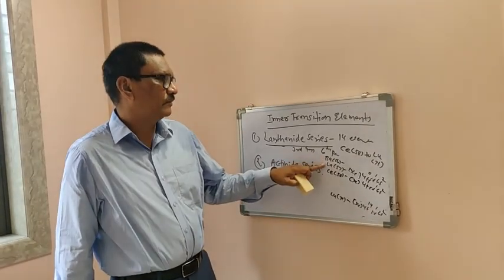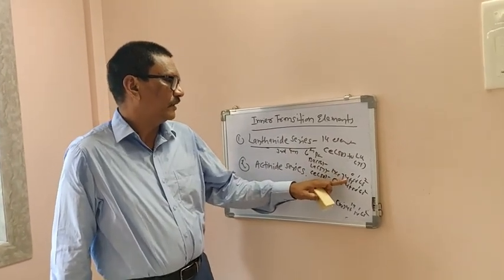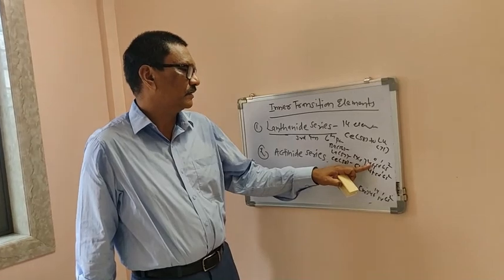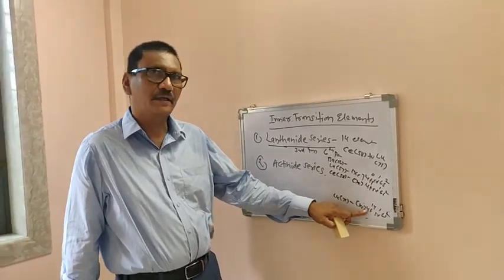Now, in the case of lanthanum, the f electrons start filling in the f orbitals, and in lutetium the shell is completely filled by the electrons.